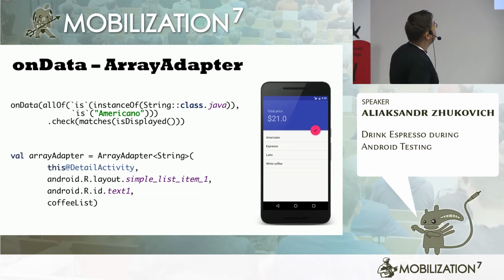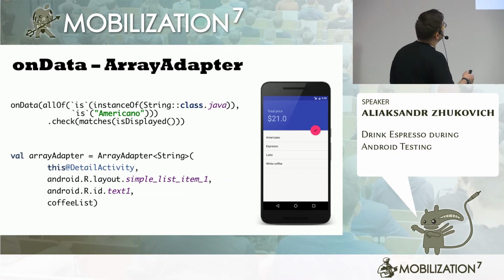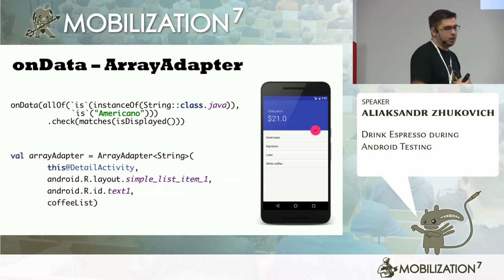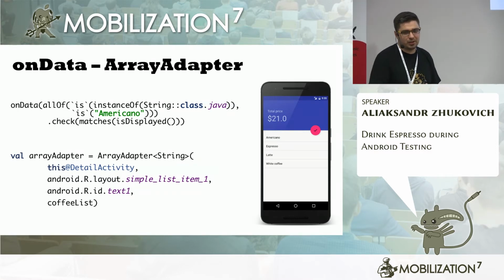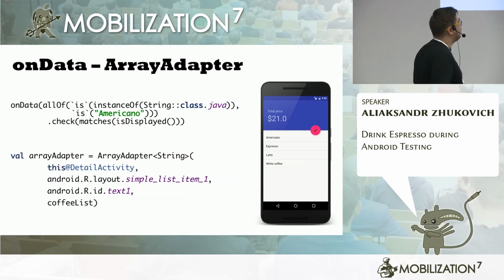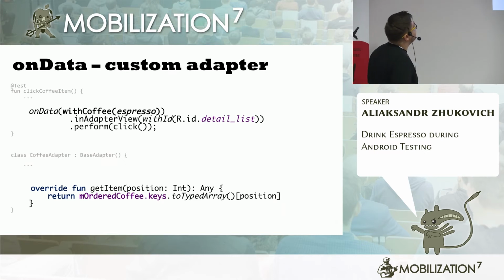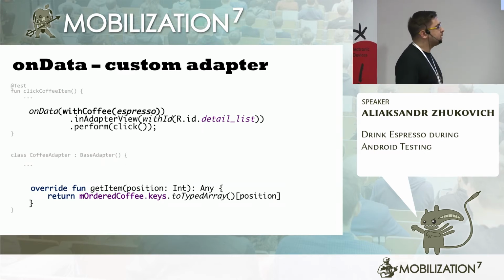Here we have an instance where we use ArrayAdapter of String, and here we are looking for all objects which are strings, and Americano, and it's displayed. Right now we have it. But in practice, we almost never use ArrayAdapter of base String in our production application, but we would like to test it.